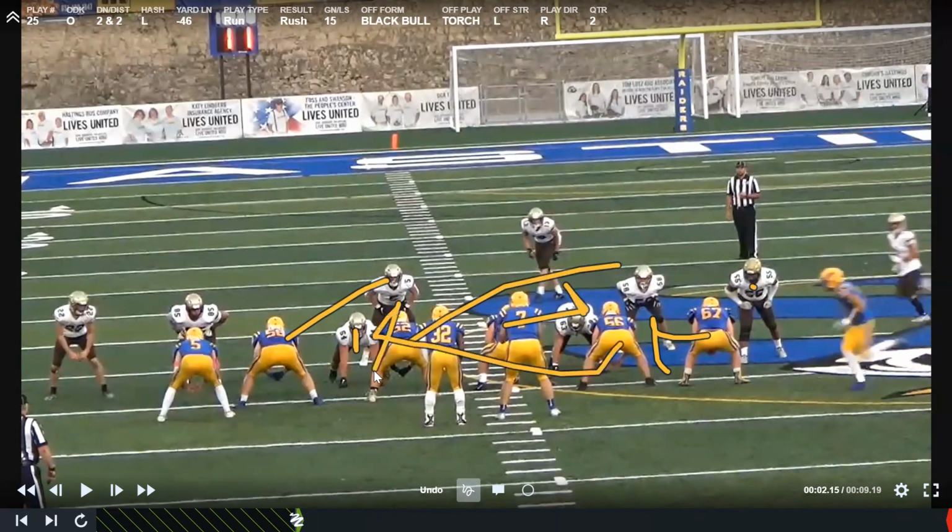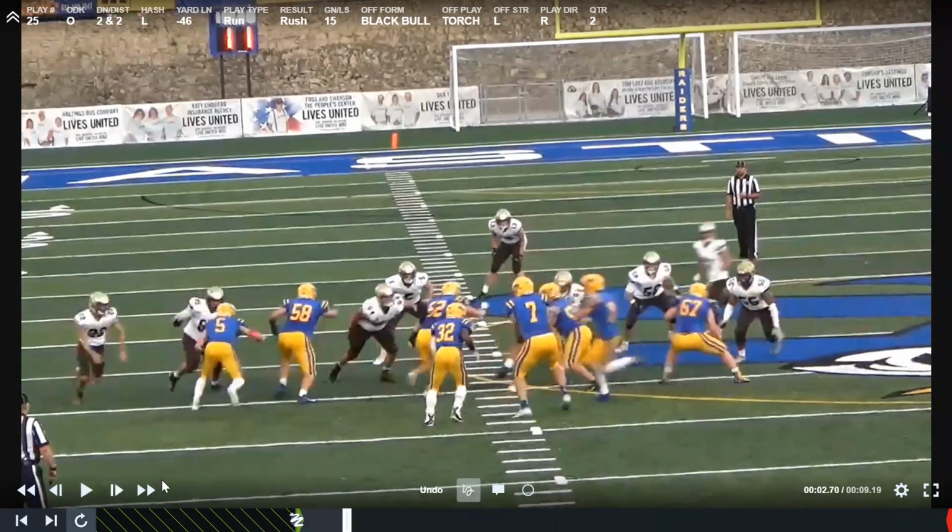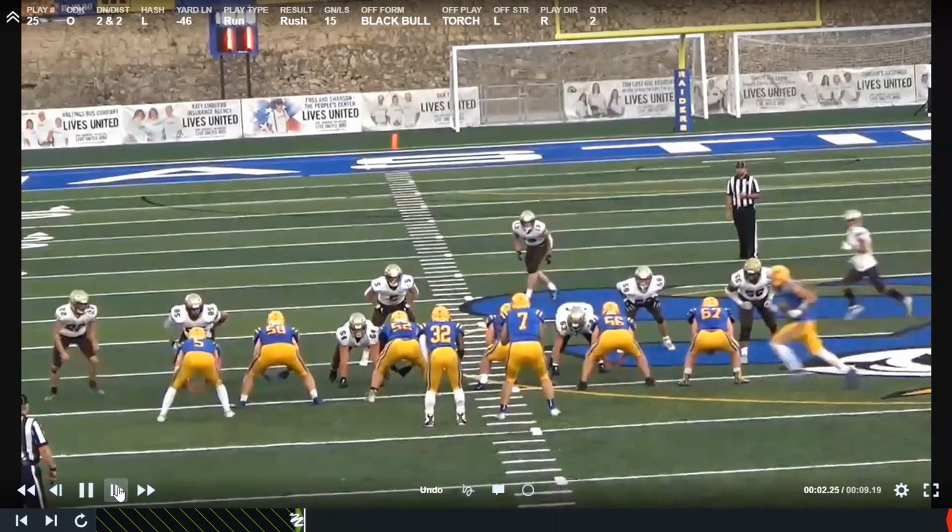pull, kick out, wheel and seal. H, same thing, gap on over. He's got a guy on him, so we should be blocking this guy and trying to seal him off from where we're trying to run the ball. Okay, so let's see what happens. Let's go backside to front side. So let's watch the wheel and seal on the backside.